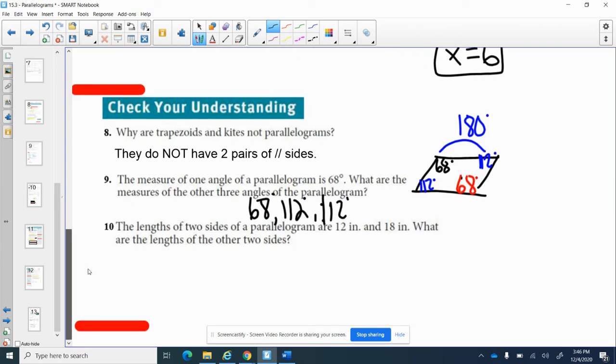Last but not least, when we talk about sides, if we know one side is 12 inches and the other side is 18 inches, what would the other 2 lengths have to be? Well, they would also be 12 inches and 18 inches, because we know that those are congruent to their opposite sides.